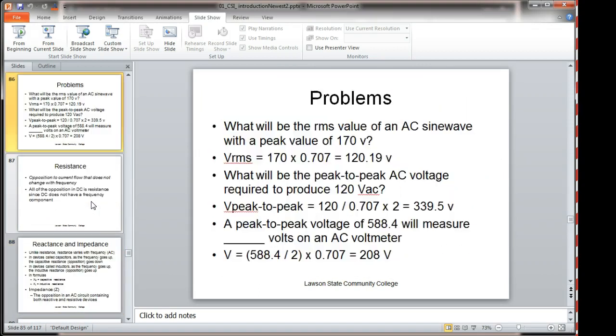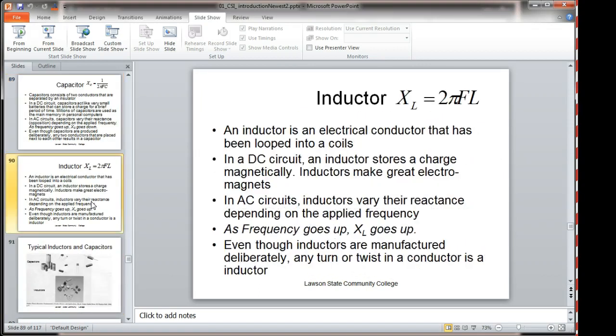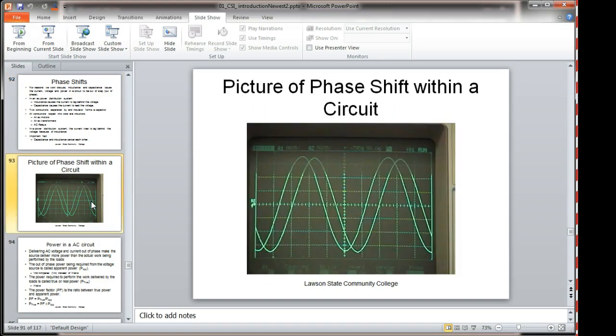We could do the same thing with an inductor. What was so funny, I couldn't find my coil of wire, but I had a coil of wire and I could unroll it and the two signals would be in phase. And then I would start looping that wire, and you'd start seeing a phase shift. So all an inductor is, is loops of wire that are in close proximity to each other.